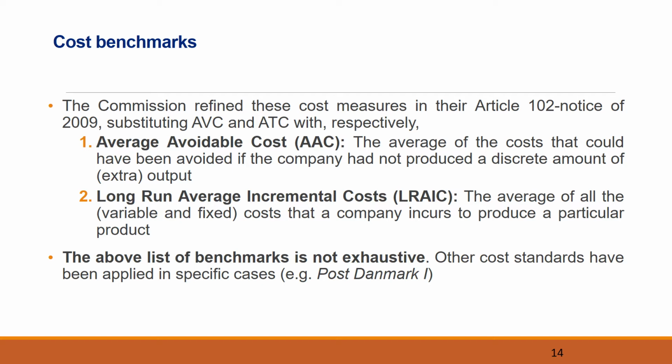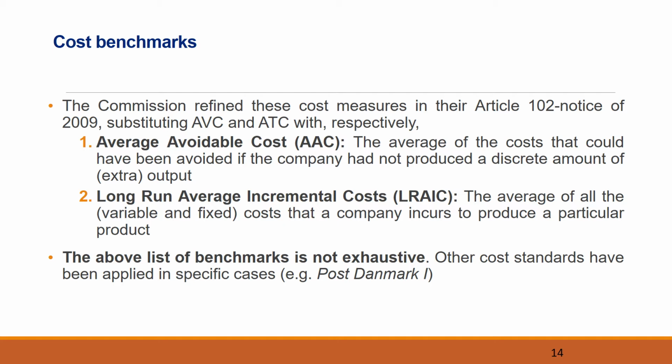Recall that the Article 102 notice of 2009 points out AAC and LRAIC as the benchmarks that the Commission is likely to use. These are refined versions of AVC and ATC respectively, where AAC is the average of the costs that could have been avoided if the company had not produced a discrete amount of extra output, and LRAIC is the average of all the variable and fixed costs that a company incurs to produce a particular product. It is important to note that these benchmarks are not universally the only ones that may be applied. Other cost standards have been applied in specific cases, for example, post-Denmark.